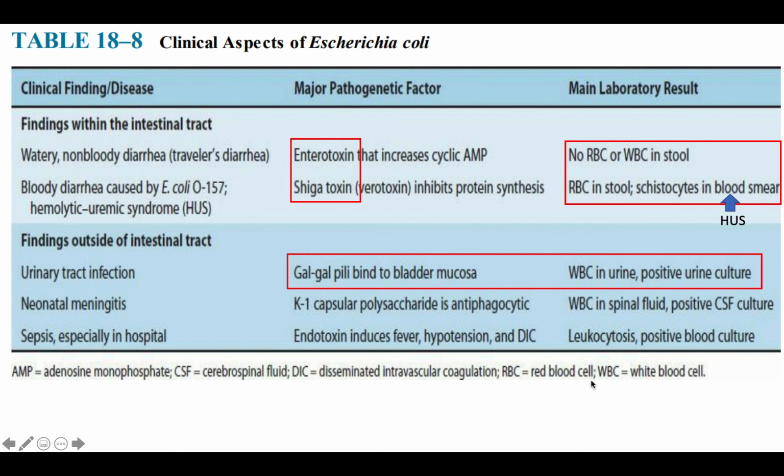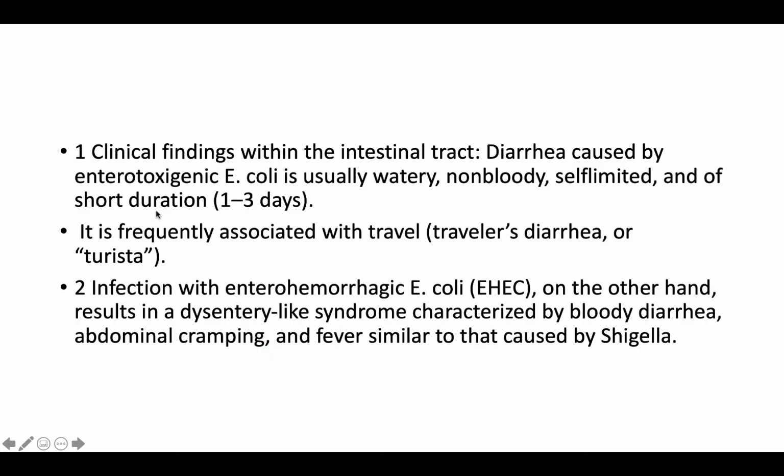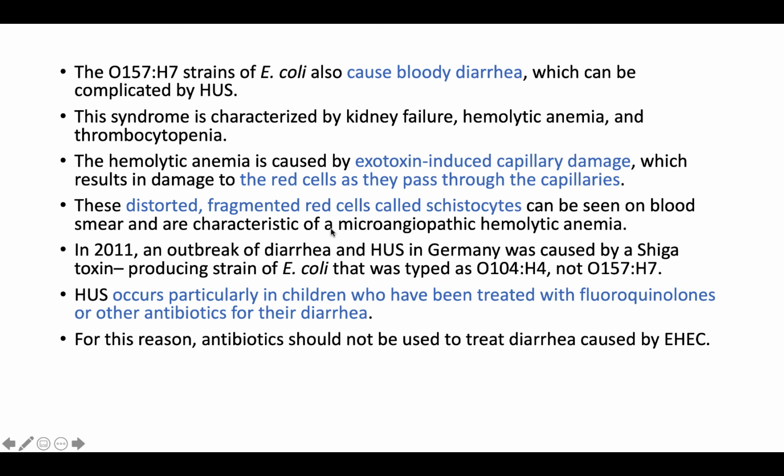Okay, main lab results. What will you find in the blood with sepsis? Leukocytosis, the white blood cell count will be high. Culture will be where? In the blood. Blood culture will be positive as well. Okay. So clinical findings within the intestinal tract: diarrhea by enterotoxigenic E. coli is usually watery, non-bloody, self-limited and of short duration. This is traveler's diarrhea. Okay. Enterohemorrhagic, on the other hand, causes dysentery-like symptoms: bloody diarrhea, cramping, fever, like Shigella. Okay. The O157 strain also causes bloody diarrhea, which can be complicated by HUS. This syndrome is characterized by kidney failure, uremia, hemolytic anemia, hemolysis, and thrombocytopenia. They will have bleeding.